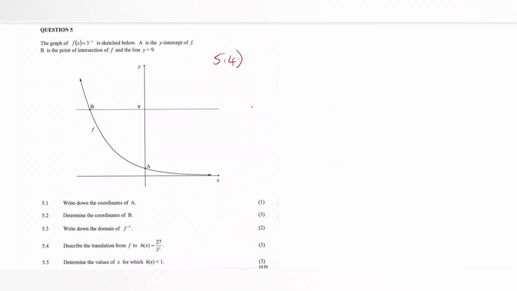5.4, describe the translation from f to h of x is equal to 27 over 3 raised to the exponent x. So what we need to do is try by all means to simplify this into the standard form of an exponential function. This is not the standard form. We know the standard form should be in the form a b power (x plus p) plus q. So in this case, we need to take the 3 up. That is going to be 27 multiplied by 3 power negative x, because as you take this 3 power x up, the sign of the exponent is going to change, so it's now negative. Then 27 is 3 power 3 multiplied by 3 power negative x.